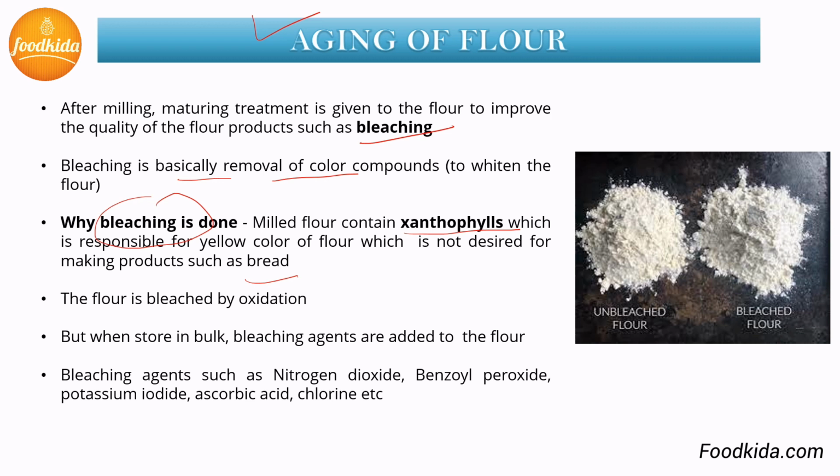Now, when milled flour is exposed to air, bleaching is naturally done by an oxidation process. So when flour is stored for 6 to 8 weeks, pigments automatically oxidize and get converted into colorless compounds. But when it is stored in bulk, this change is too slow. So for this, bleaching agents are added. And there are different types of bleaching agents such as nitrogen dioxide, benzoyl peroxide, potassium iodide, ascorbic acid, chlorine, and many more. And along with this, different types of biological compounds are added to the flour which act as bleaching agents. So this is all about today's lecture.